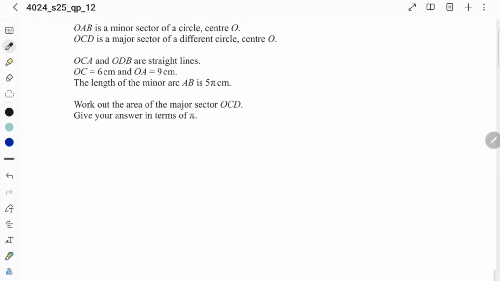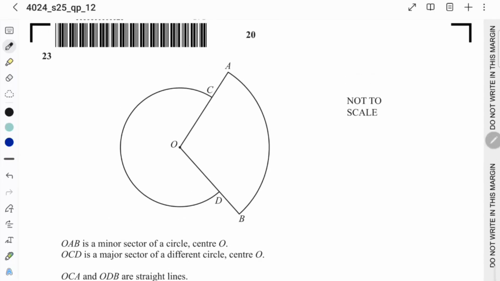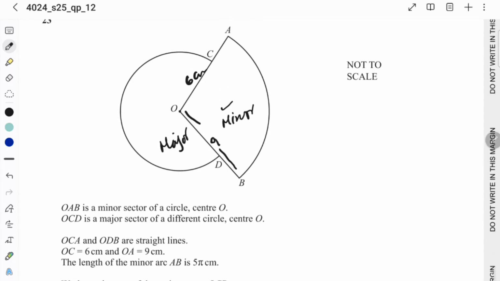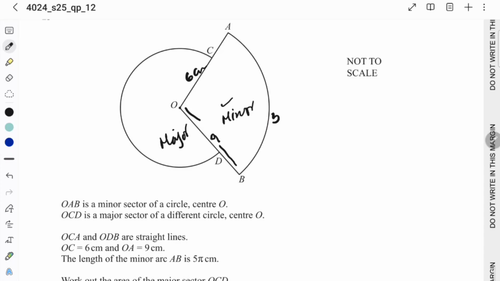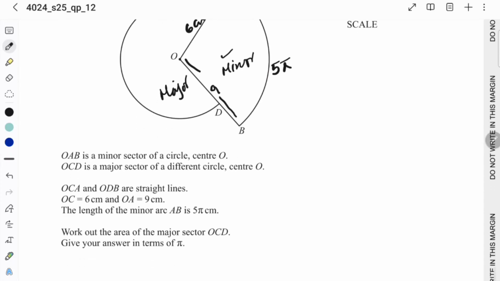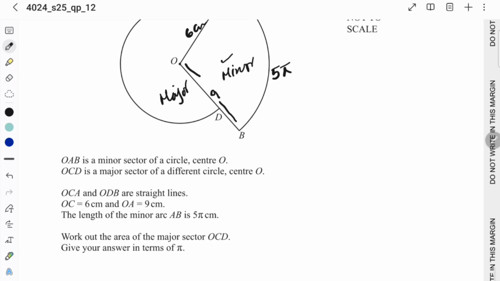Question number 23. In question number 23, you can see OAB is a minor sector. This is a minor sector, and it's a major sector. So OCD is a major sector. OCA and ODB are straight lines. OC is 6 centimeters and OA is 9 centimeters. The whole is 9 centimeters, remember. Now the length of the minor arc AB is 5 pi. This is the arc length. Work out the area of the major sector OCD. Give your answer in terms of pi.